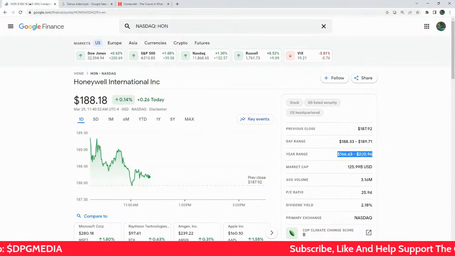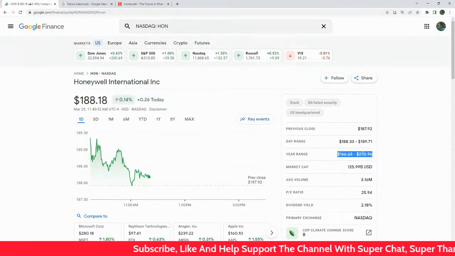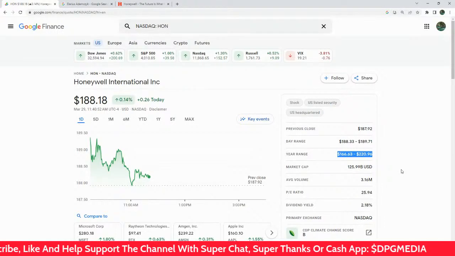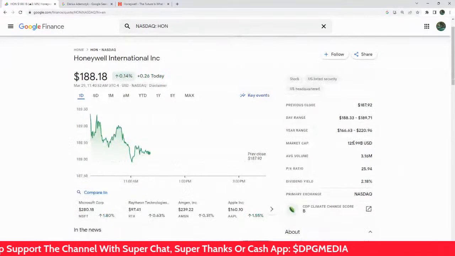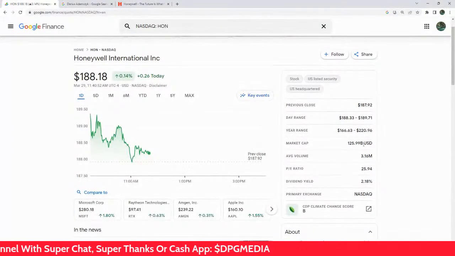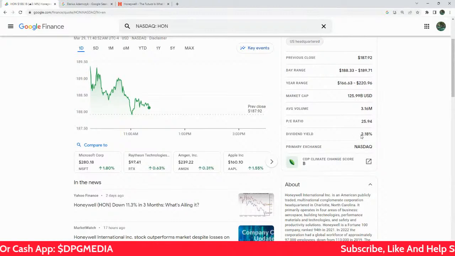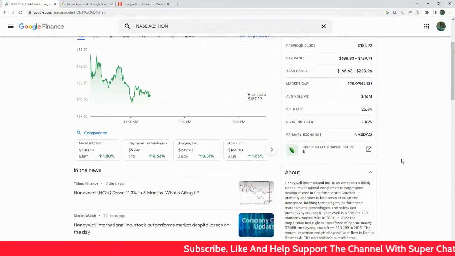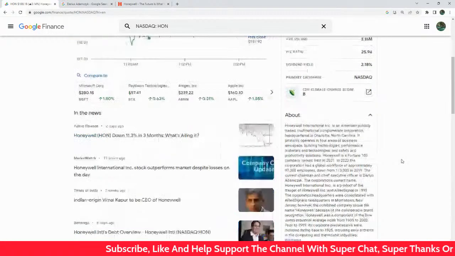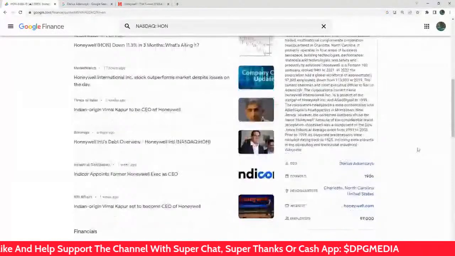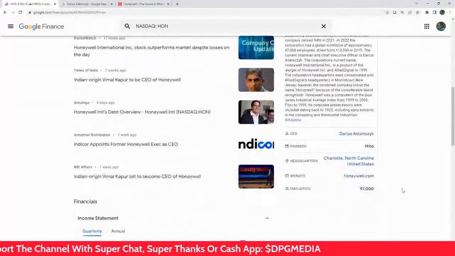Remember, I just gave you the definition. It's when you buy sometimes low and sometimes high, and then that'll mitigate your risk. They have a market cap of $125 billion. Okay, and they pay a nice dividend of 3.18%. Now, if you're on Google Finance, you can go here and read some more right here about Honeywell. They have about 97,000 employees.